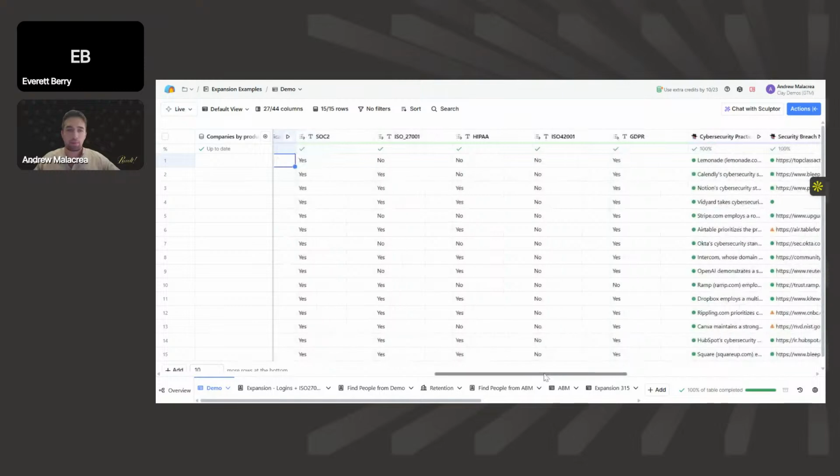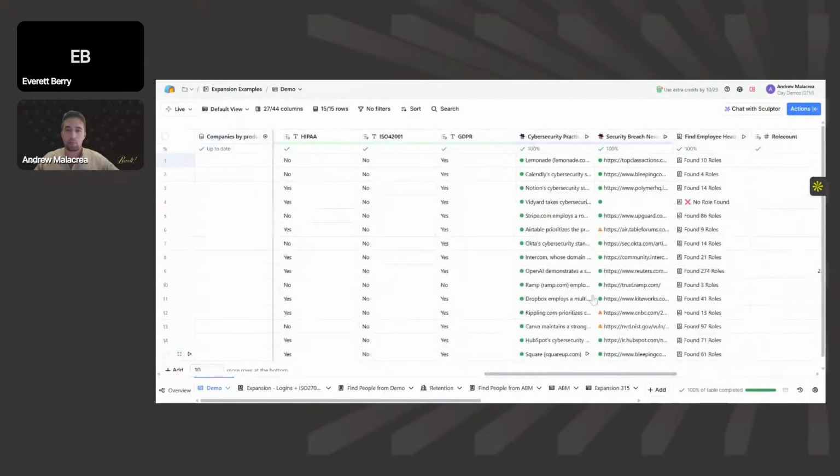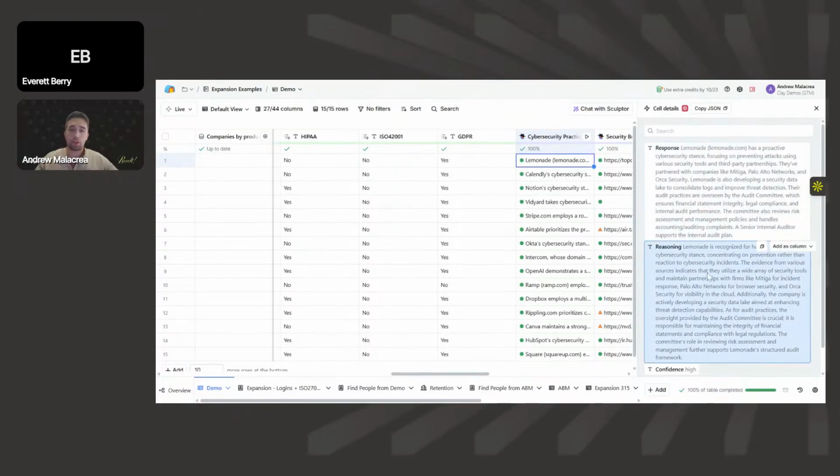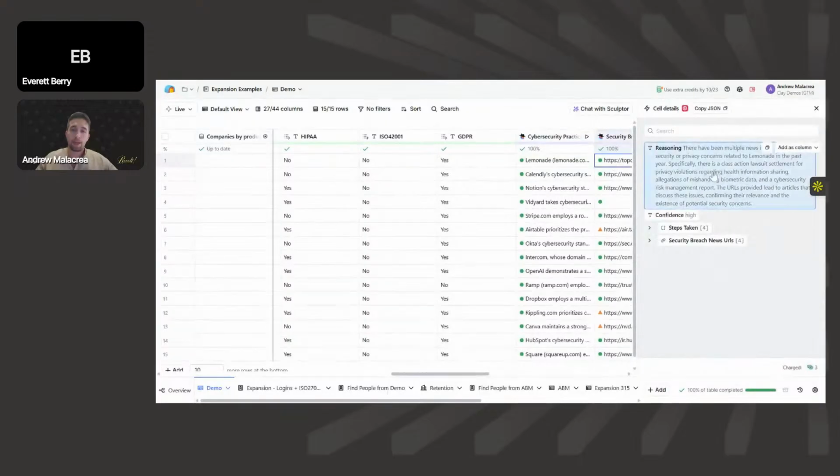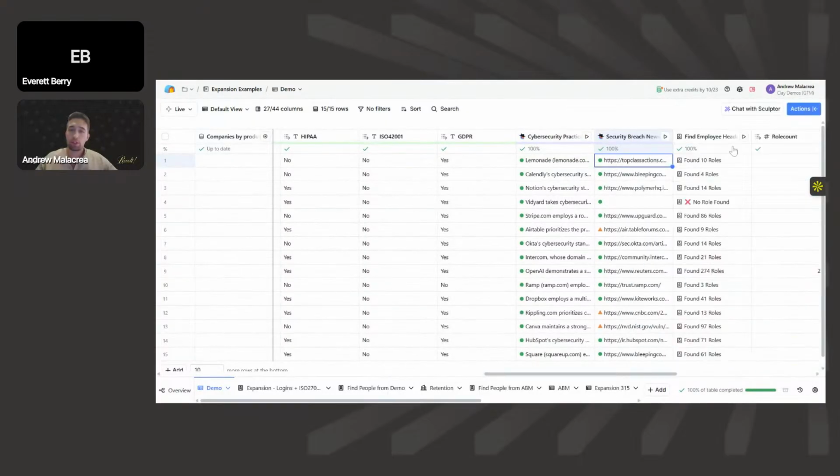So that's one example of an AI data point. A couple other examples here: give me a little bit of color about their current cybersecurity practices, and let me know if there are any recent security breaches. Now, this I would even classify as a signal, this security breach, which you could use to inform the timing and personalization of outreach.